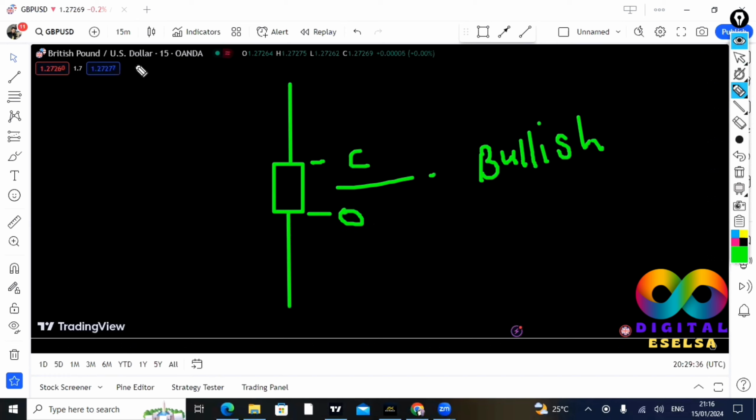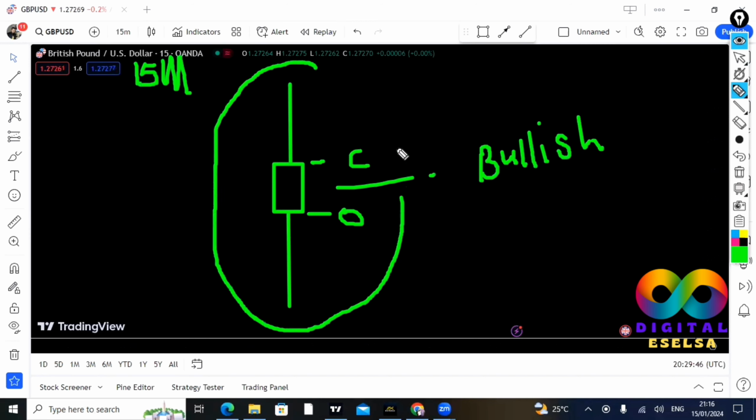And let us assume that this is a 15 minutes time frame. If this is a 15 minutes time frame, that means this candle you are seeing is showing all the activities that took place between buyers and sellers within 15 minutes. I hope you understand what it means. You can unmute yourself and say yes if you are really understanding. Yes, I'm with you, sir. Confirm, this is a 15 minutes time frame, right?